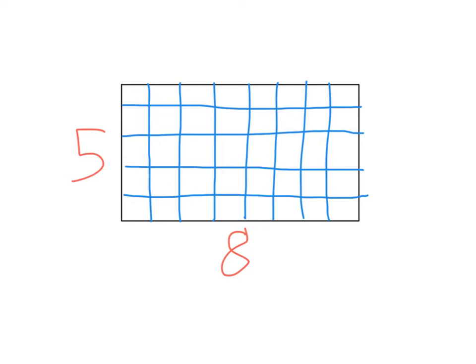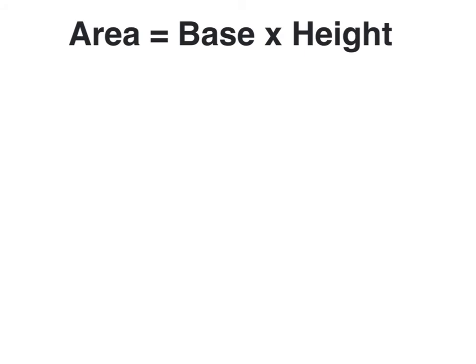Now, to find the area, it's like finding how many of these little squares there are, they should be squares if I was a wonderful line artist. Well, there's 8 here, 8 here, 8 here, 8 here, 8 here. If you added all those up, you would find that the area is 40.